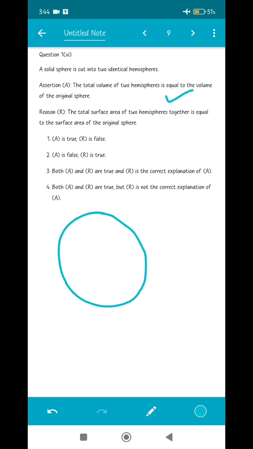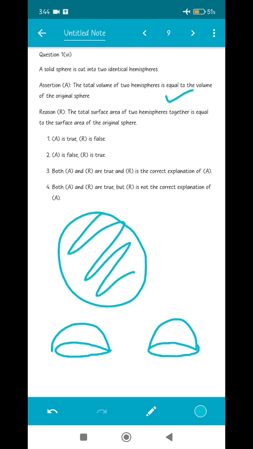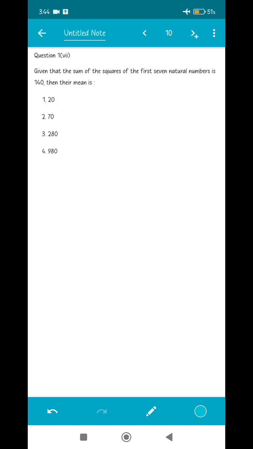if you imagine it, this is a sphere. When you cut it, you are going to get two hemispheres, right? So in a sphere there is only one surface, but in a hemisphere there are two surfaces each. So of course we are not going to get the same surface area in both the cases. So the assertion is true but the reason is false. Therefore option number 1 is the correct answer.